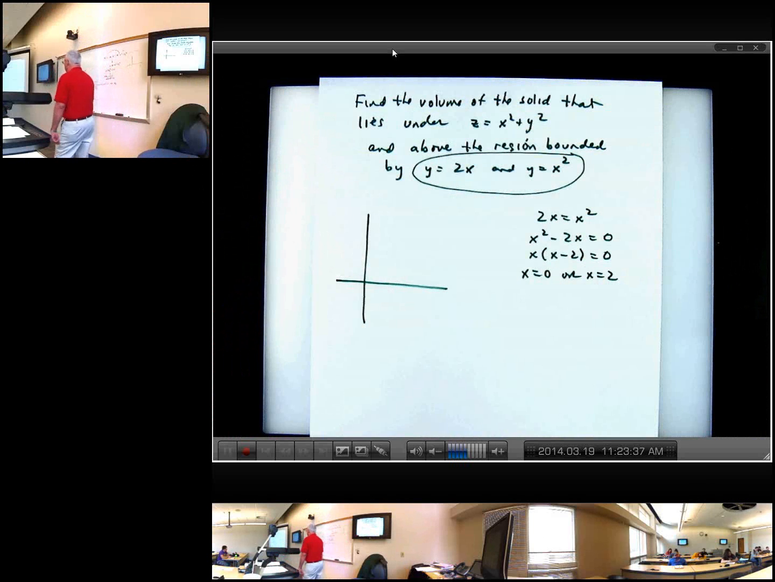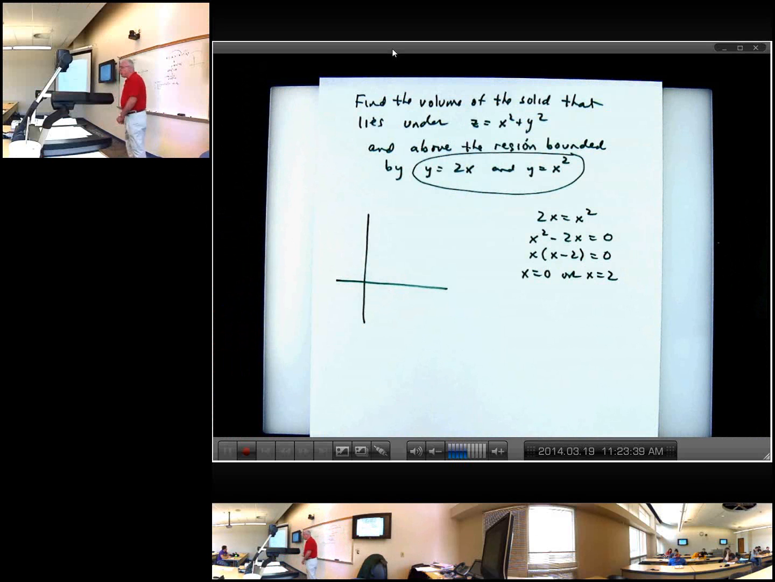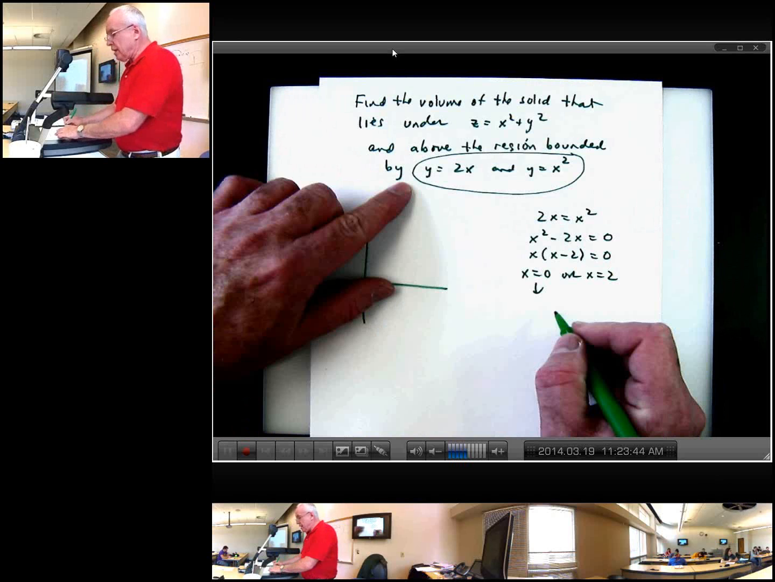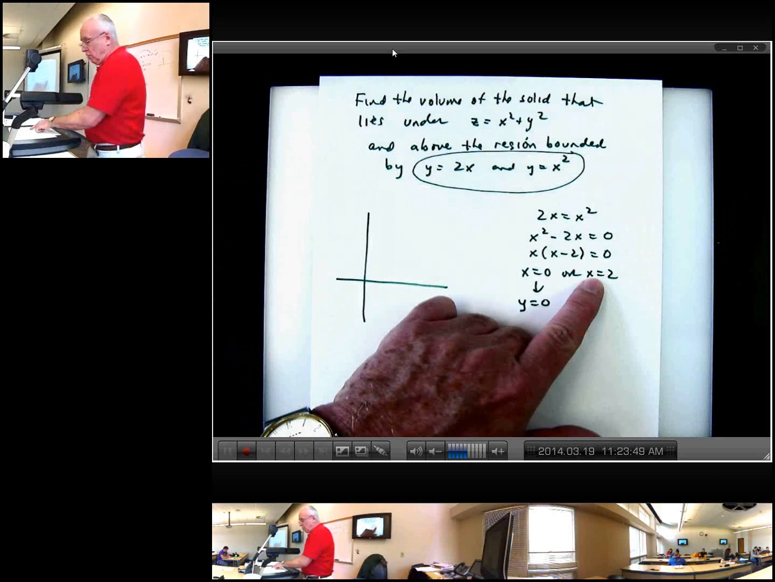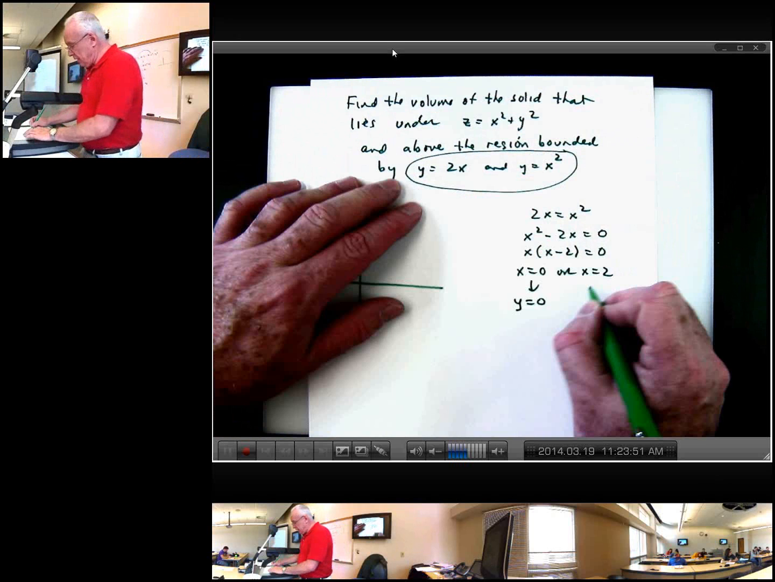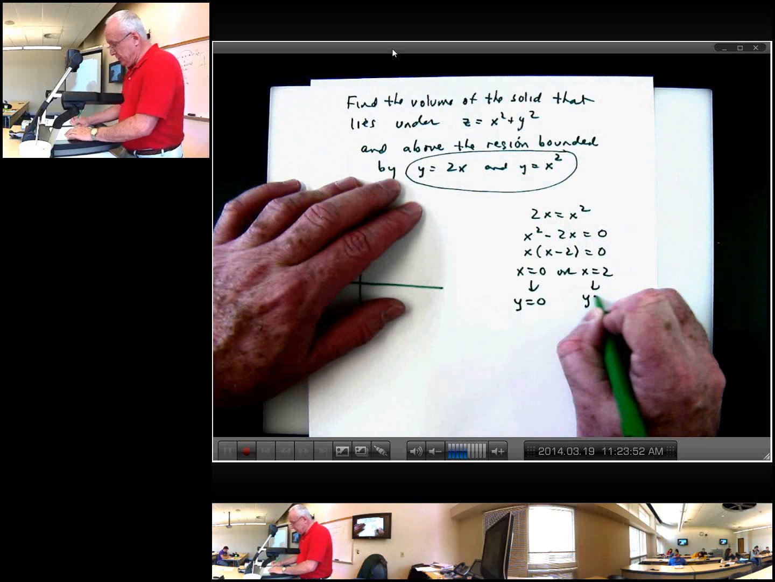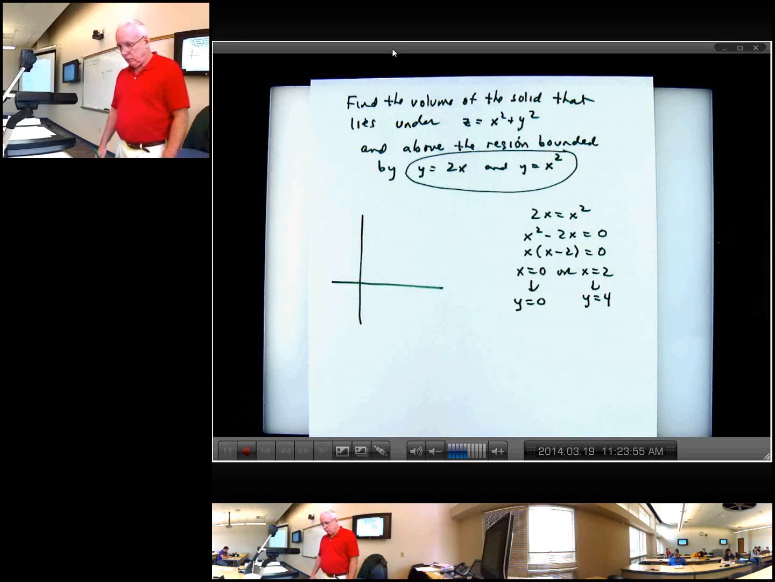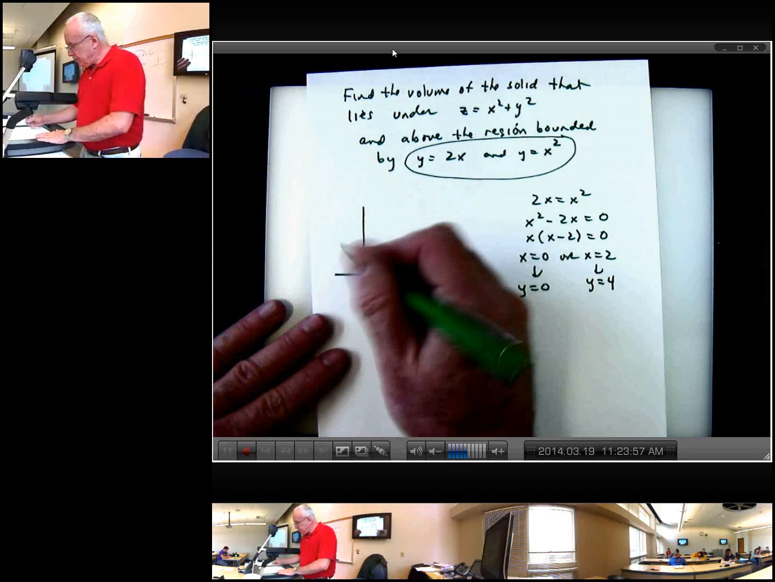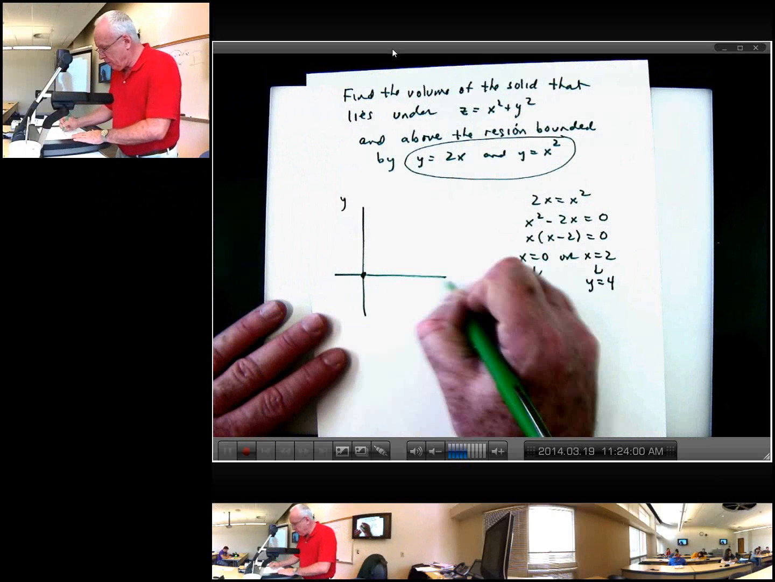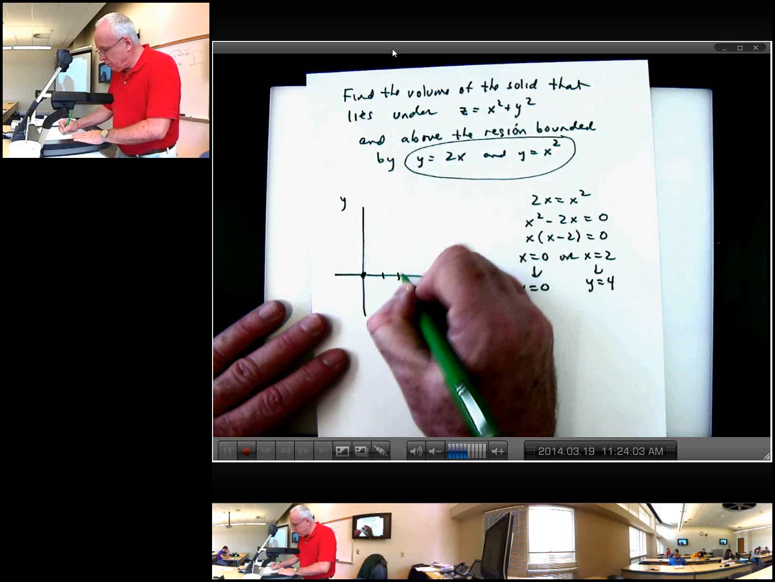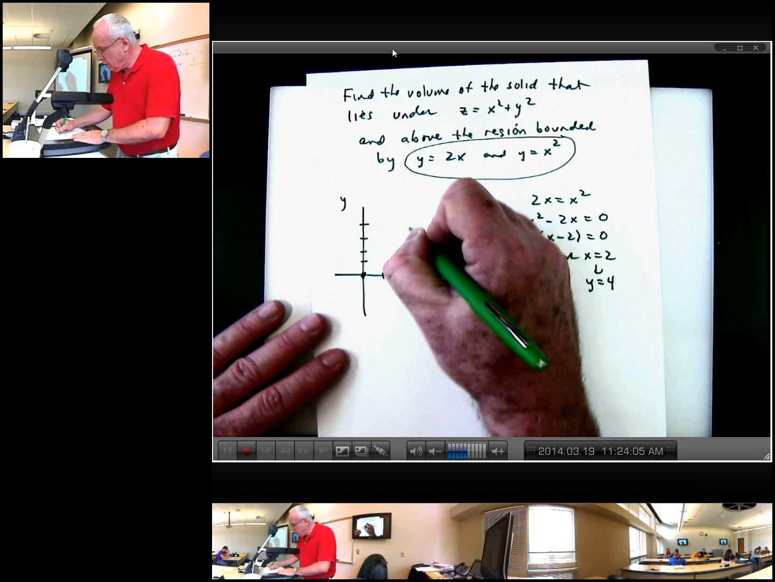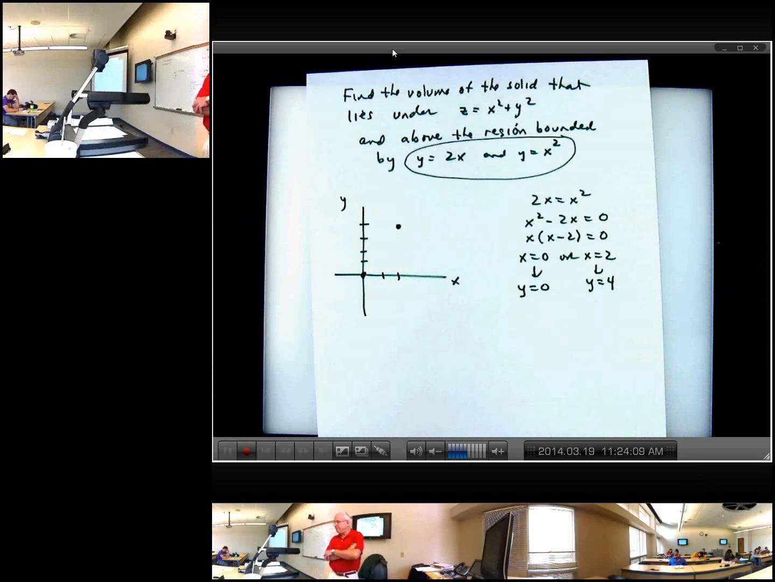So there are 2 points where they meet, and then what are the corresponding y values? Well, for x equals 0, my y value is going to be y equals 0. For x equals 2, I plug it into either one, I'm going to get y is equal to 4. Okay, so let's plot those 2 points here. Let's see, x is 2, and y is 4. Okay, so those are our 2 points.